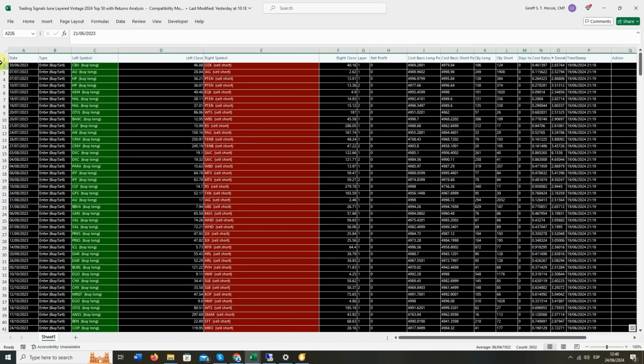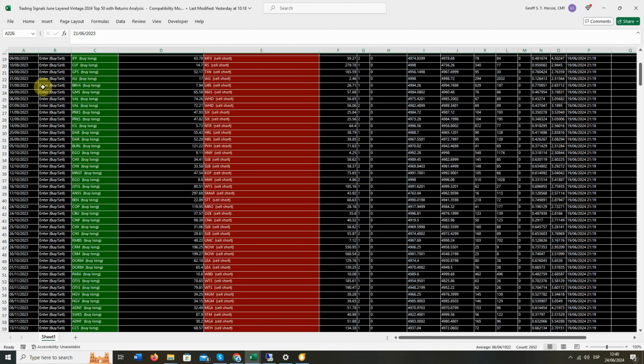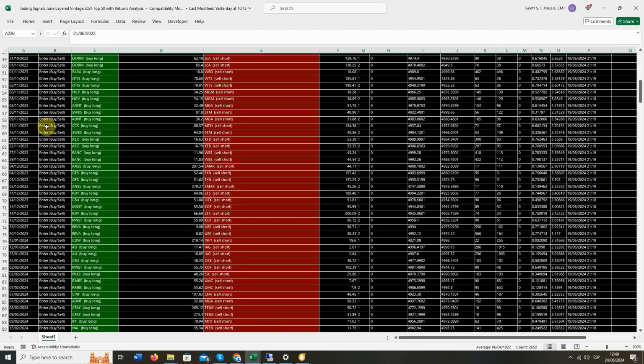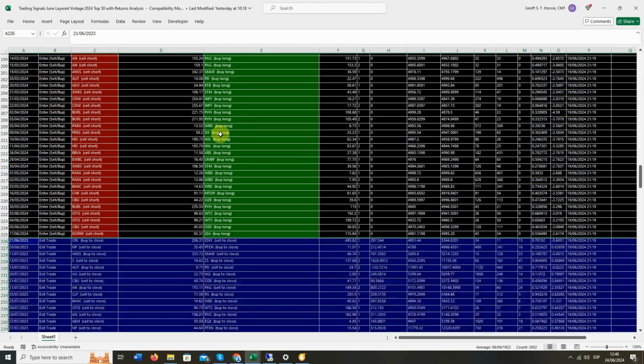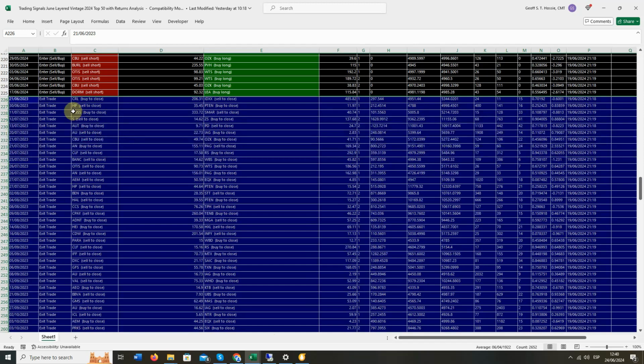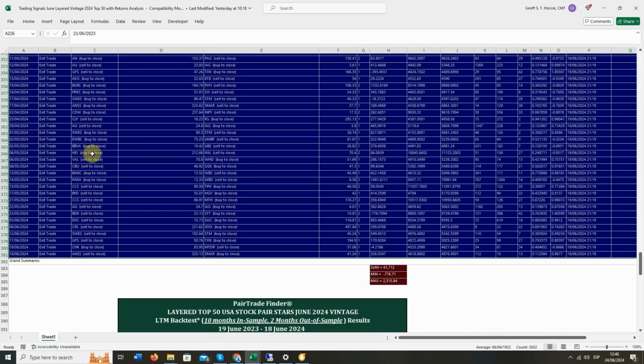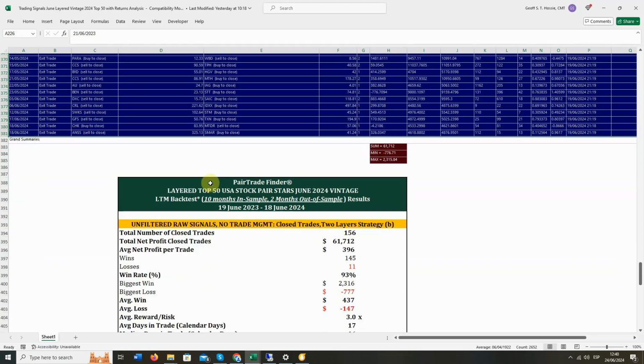Here's the Excel export. And here you have, for the last year, every entry from these 50 pairs by layers as well. You can see here, first layer, second layer, all of the layers being done properly. And then all of the exits for the last year. We won't dive into all of them specifically. What we will do is dive into this summary I've prepared.